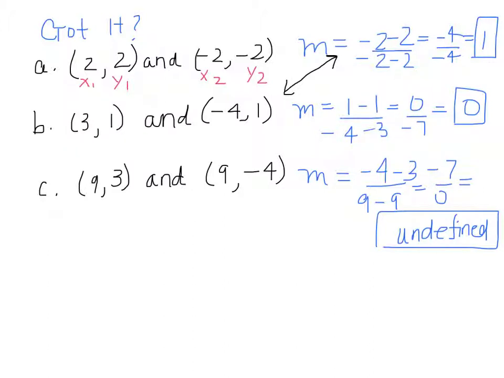The second one came out to be 0. And make sure you write equals 0. That's a 0 slope, meaning that your graph would be horizontal. That's no slope.